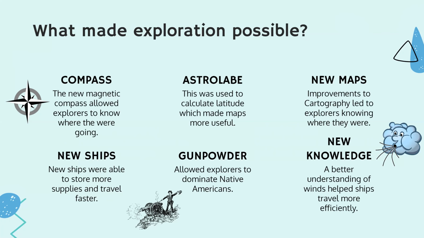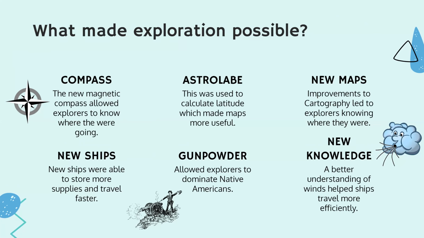Next, we have the astrolabe. This was used to calculate latitude, and if you could know exactly what latitude you were at, you could more accurately use the maps you had. Next, we have gunpowder. Gunpowder is more about the conquering of nations, which furthered the desire for exploration to happen. Gunpowder allowed the conquistadors and explorers to dominate the Native Americans, which gave them the incentive to continue to take over land because they knew they had a labor force behind them.